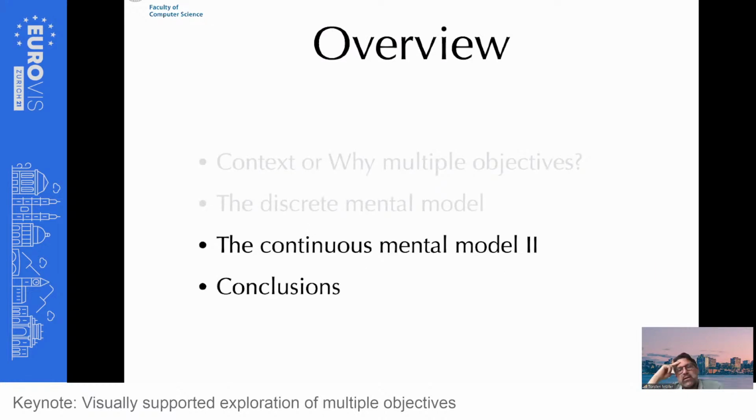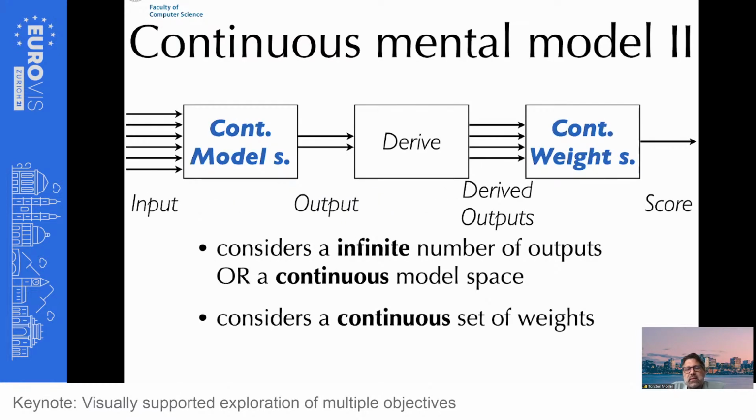But I don't want to stop here. If you spin this a little further, I want to introduce to you a second continuous model. The second continuous model is if you don't just have a continuous weight space, but you also have a continuous model space. That means you have an infinite number of possible outputs in a continuous model space, as well as a continuous set of weights.